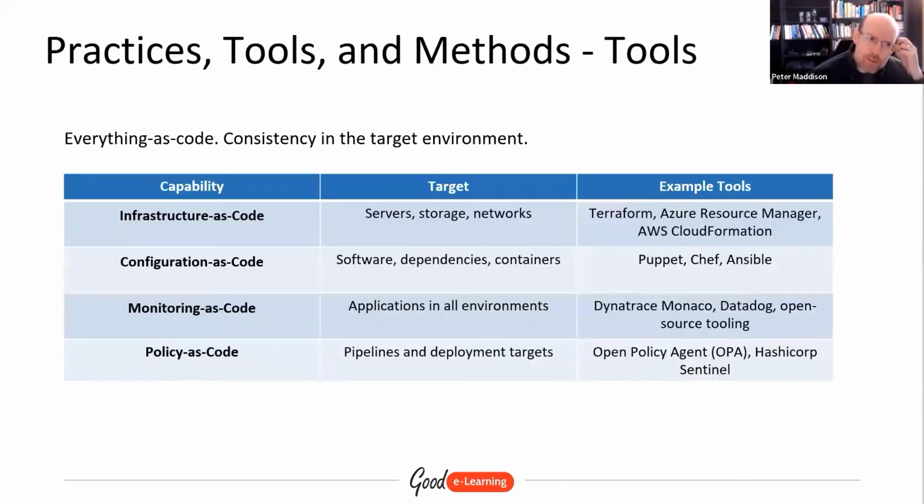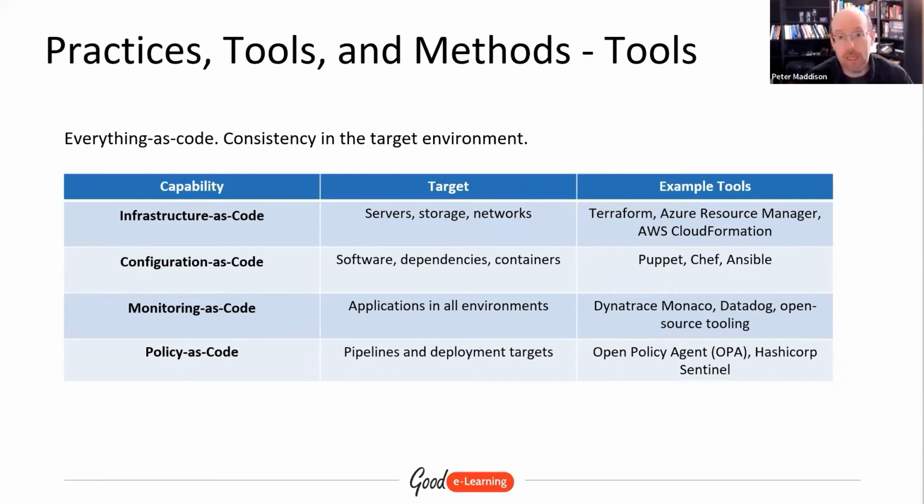So moving on, let's talk about tools. There are a number of capabilities that enable a lot of this to work within the SRE world. Infrastructure as code is a common one, where we talk about the automation of servers and storage and networks in code, and we use tools like HashiCorp's Terraform, Azure Resource Manager, and AWS CloudFormation to define what these building blocks or environments look like. It can go higher in the stack too.